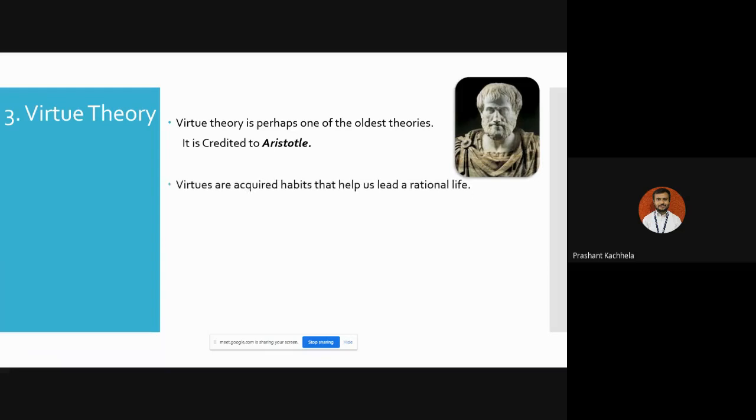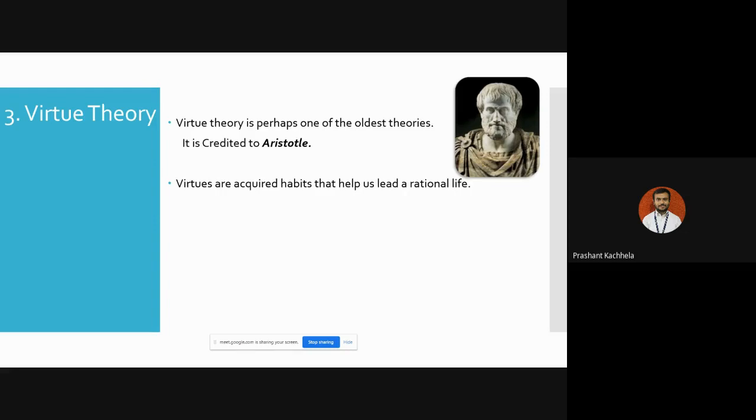And if we talk about virtue, virtue is nothing but some acquired habits that help us lead a rational life. That means from the moral development theory also, we got to know that from childhood we are learning many aspects, and there are many factors which help us in creating our moral standards. So it is saying that whatever you learn from childhood, from your experience, is going to be your habit as well. So these are kind of acquired habits. These are the qualities, you can say. This is part of your personality, where it is also telling you what is right or what is wrong.